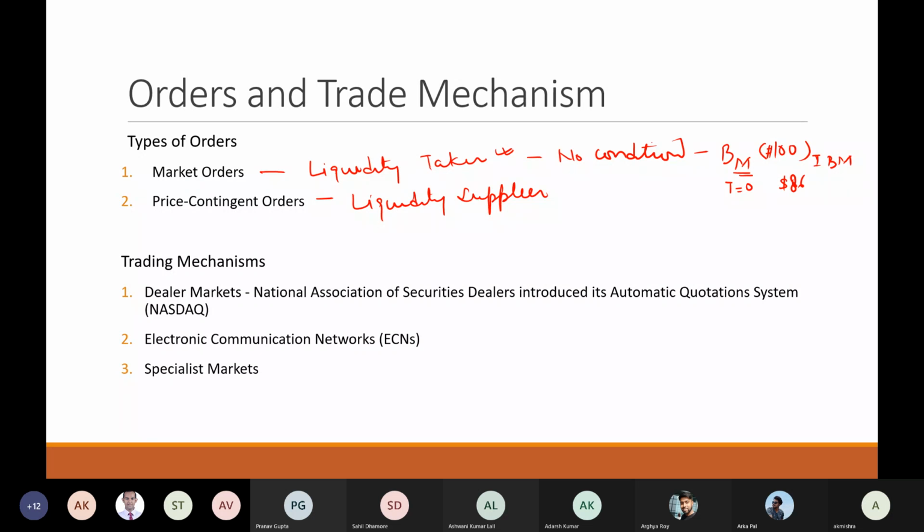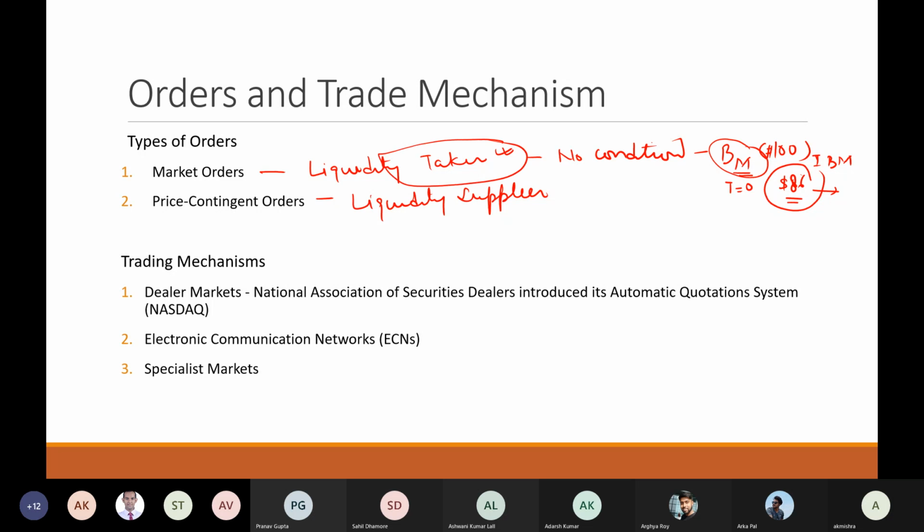Now, when you are submitting a market buy order, what will happen? Whatever prevailing price is there, your order is going to be executed. Chances are very likely that if you get 100 available IBM shares at $86, you can buy them. Otherwise, the price may go up. It means your submitted order is taking away the orders available in the market, and that's why we call market orders liquidity takers.